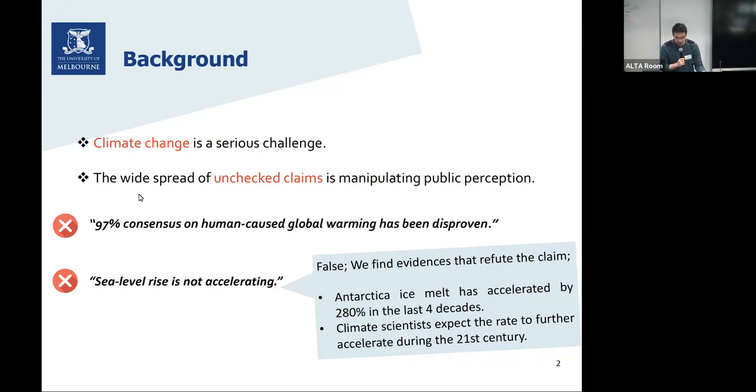Let's take a bit closer look at the second claim. Sea level rise is not accelerating. We say it's false because we find some evidence that refutes the claim. So here are two pieces of evidence. You can have a quick look.